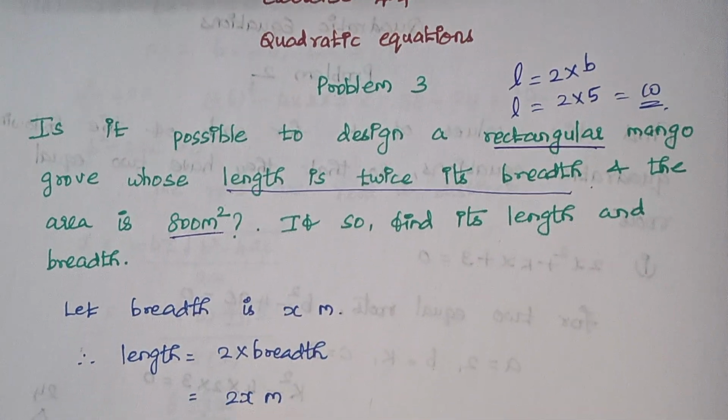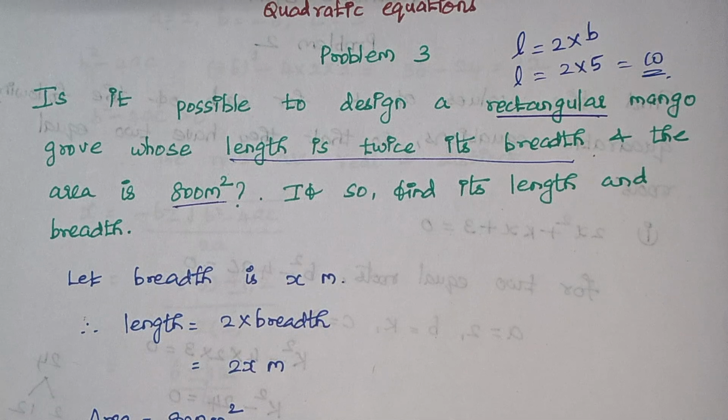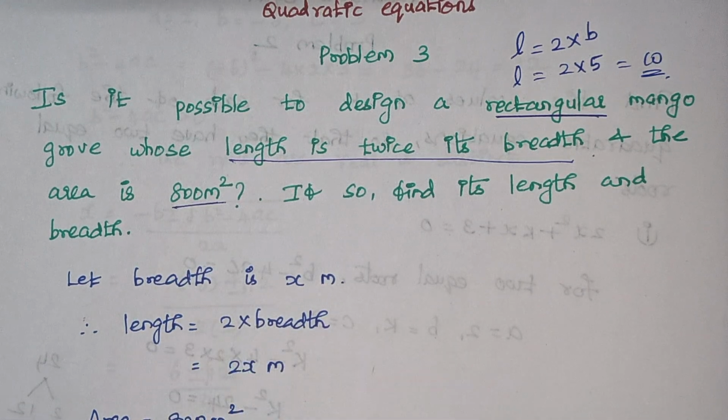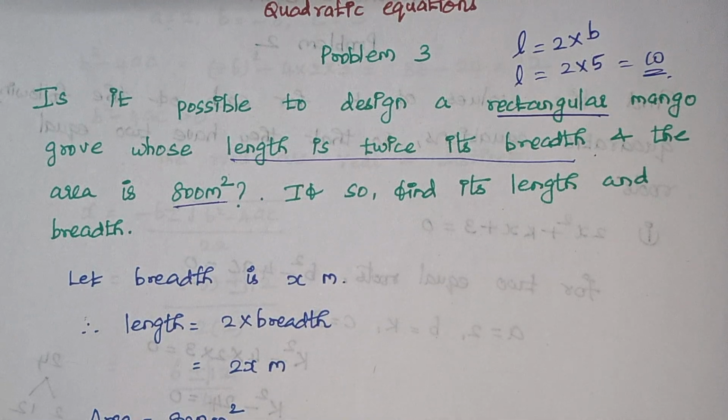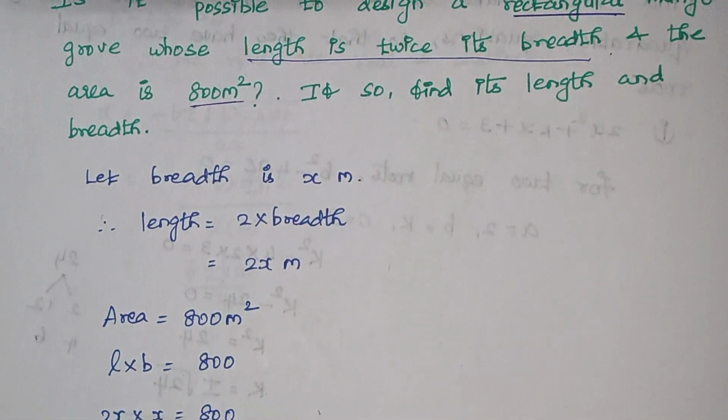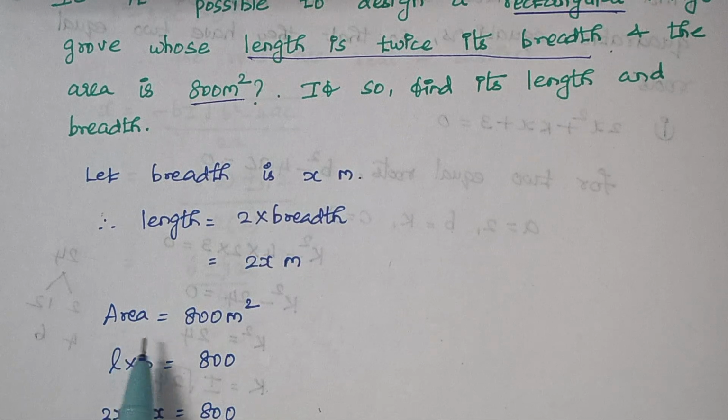First we start with: let the breadth be x meters. Then length is 2 times the breadth, therefore 2x meters. The next thing is finding the area. What is the formula for area? The area of a rectangular grove is the area of a rectangle, which is given by length into breadth.